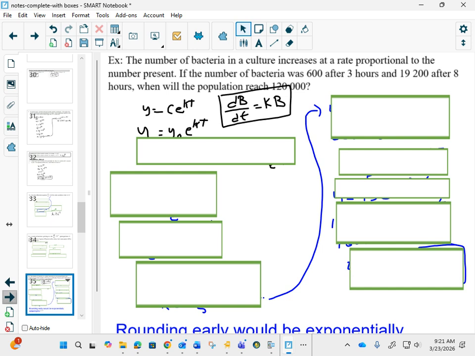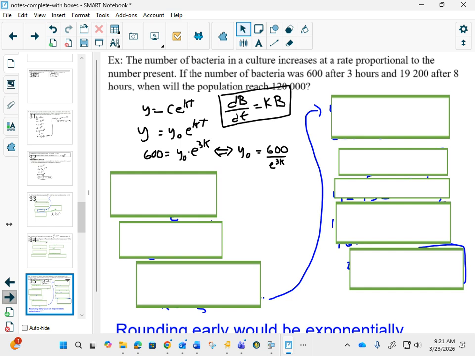Now, if the number of bacteria was 600 after 3 hours and 19,200 after 8 hours, when will it reach 120,000? So because of the proportionality, we can go directly to the exponential form. And based on the information that we're given, we know that after 3 hours, we have 600. That gives us one equation where we still wouldn't know the initial amount, which I have as y naught here.